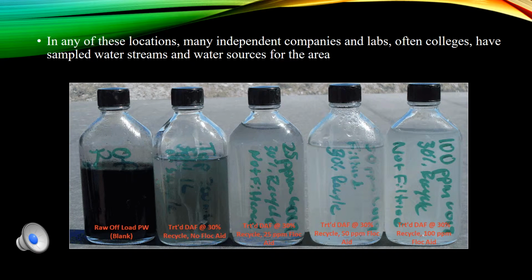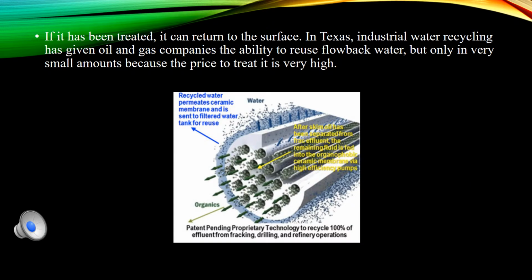In many of these locations, independent companies and labs, often colleges, have sampled water from the streams and water sources in the area. Most people are concerned with the bacteria and chemicals that are left in the flowback water. If they are reabsorbed into the system, they can cause problems later. If the water has been treated, it can return to the surface.